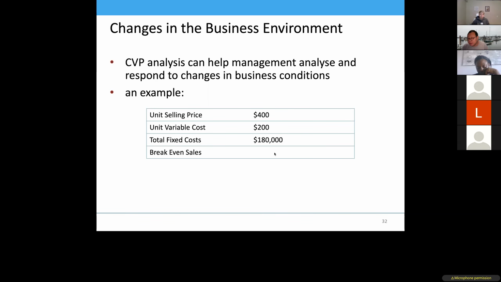So let's take a look at this example. Suppose the selling price is 400, variable cost is 200, total fixed cost is 180. Can anyone tell me what's the break-even sales here? Real quick, you can just do it instantly. 5, 4, 3, 2, 1. Okay, go. What's your answer?